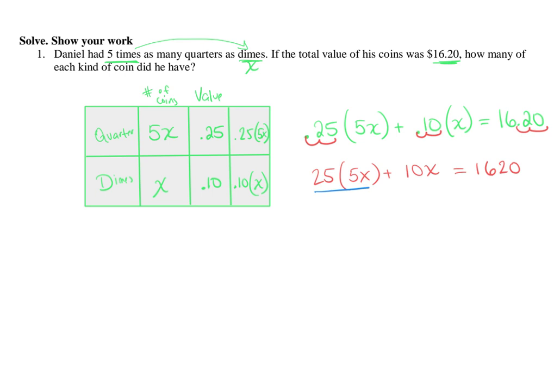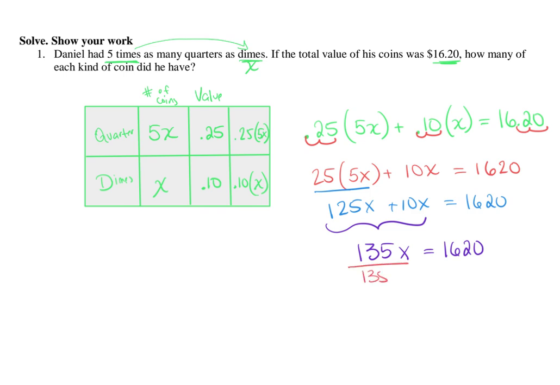Just multiply. 25 times 5x is what? 125x plus 10x equals 1620. We need to combine our like terms. 125 and 10 gives us 135x. And then my final step here is to divide. Now, just like we did on that last problem, 1620 and 135, there's a very easy number that you can tell goes into both of those, right? It's a 5. If it ends in 0 or 5, it's divisible by 5. So you can really reduce this by 5 before you start doing long division.